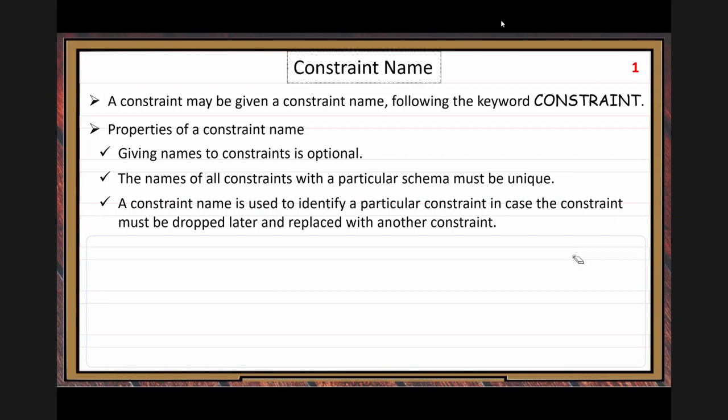A constraint name is used to identify a particular constraint in case the constraint must be dropped later and replaced with another constraint. Drop it, and then you create a new one. That's the typical way that people use this. How do you change a constraint? You just drop it and create a new one. You do not modify on top of it, because that is more complicated. You would rather drop it and create a new one. That way is much simpler for the DBMS.